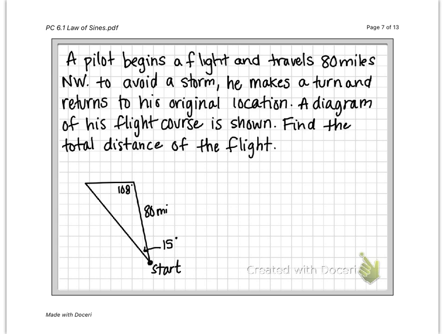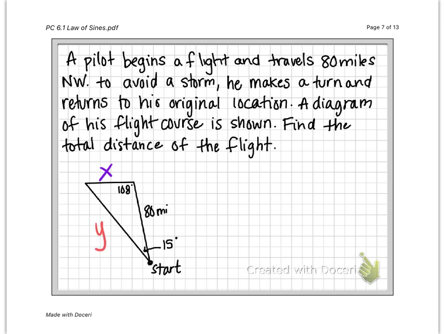All right, for this one, we have a pilot beginning a flight, traveling 80 miles northwest to avoid a storm, makes a turn and returns to his original location. A diagram of his flight course is shown. Find the total distance of the flight. So for this, we are going to actually have to find each side and add them all together.